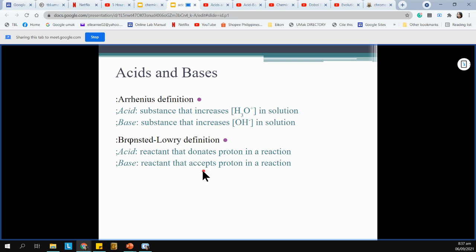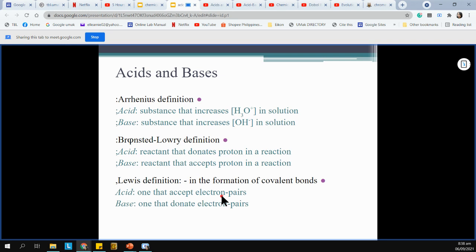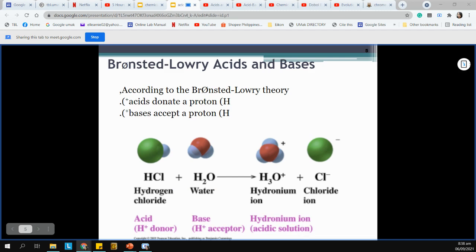Then we have also the Bronsted-Lowry definition. So reactants that donate protons are acids. The ones that accept protons are bases. And then we have the Lewis definition, wherein acids are the ones that accept electron pairs, and bases are the ones that donate electron pairs. So that's their definitions. Now, in terms of studying pH and pOH, the basis we always use is the Bronsted-Lowry acids and bases, because the idea here is that acids donate protons and bases accept protons.